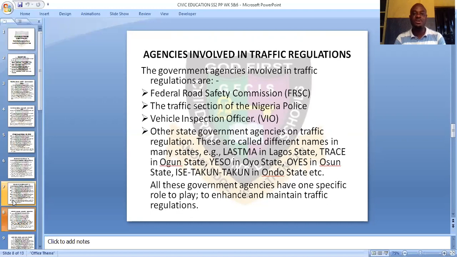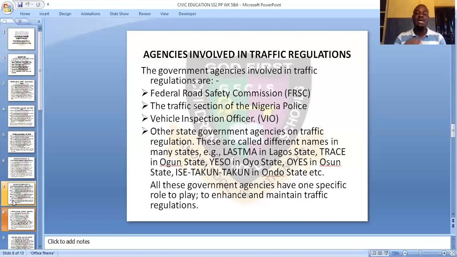Other state agencies on traffic regulations. We have 36 states, and all the states also have their own state-based agency charged with traffic regulation. For example, we have LASTMA in Lagos, we have TRACE in Ogun State, we have GESO in Oyo State, we have OES in Osun State, we have Ise Takuntakun in Ondo State, and many more. You can do your own research also to get to know all the states of Nigeria. Out of the 36 states, I was able to get the state agency for some states. So you need to do your own research to know what other states call their state traffic agencies.